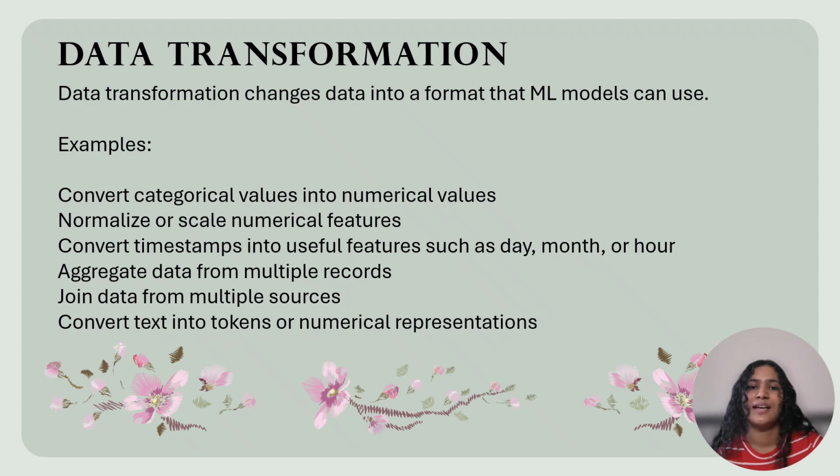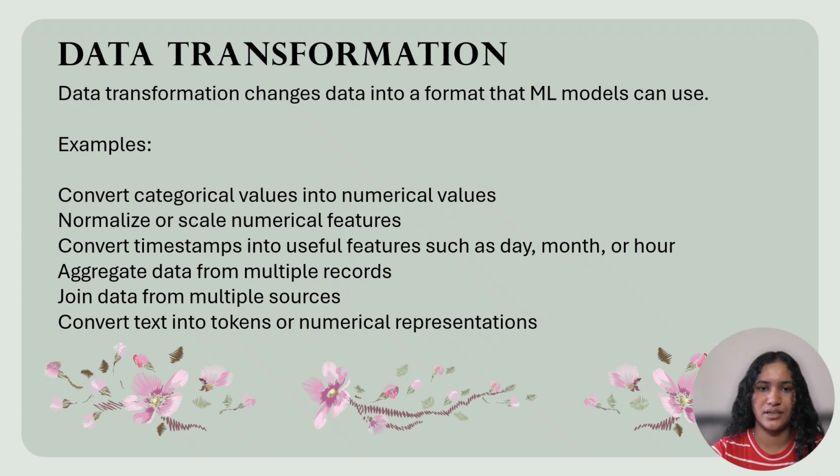For example, categories such as red, blue, and green cannot be processed directly by most algorithms, so they can be converted into numerical representation. Another important technique is normalization or scaling. Numerical features often have different ranges. For instance, age might range from 1 to 100, while income could range from thousands to millions. Scaling helps bring these values to a similar range, preventing large numbers from dominating the model.